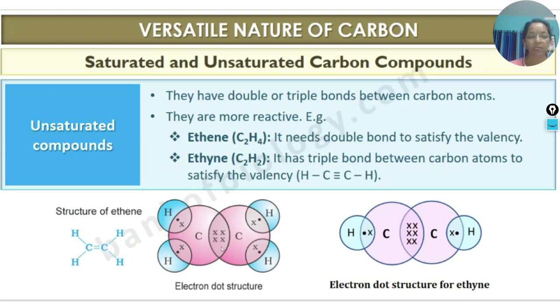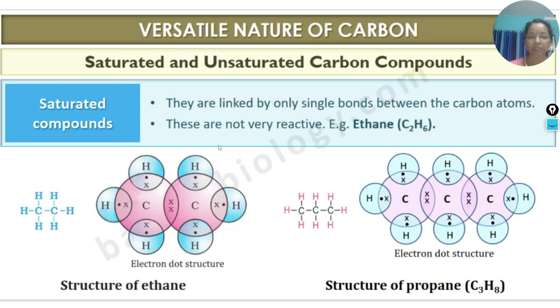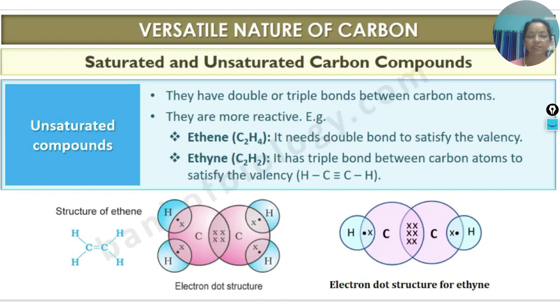Otherwise, if there is a double or a triple bond like this, we call it an unsaturated compound. Examples are ethane, propane. These are all examples of saturated compounds. Whereas ethene, C2H4 is the formula, and ethyne, C2H2 is the formula. These have double and triple bond respectively between carbon, so they are called unsaturated compounds.